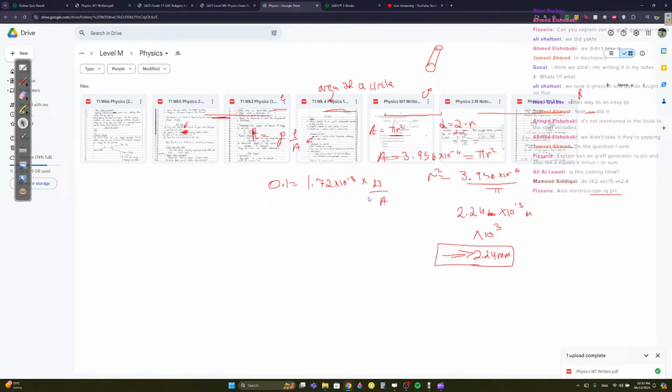If we convert. No, don't do this. Don't do this. Always solve with the SI unit. Don't convert at the start. It's pointless.